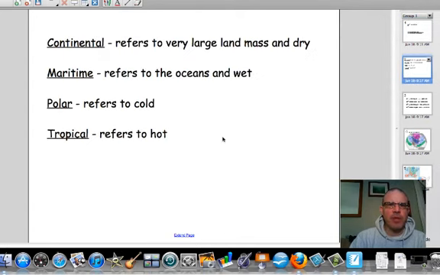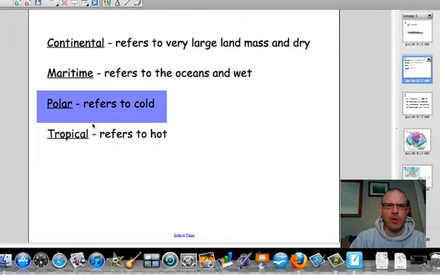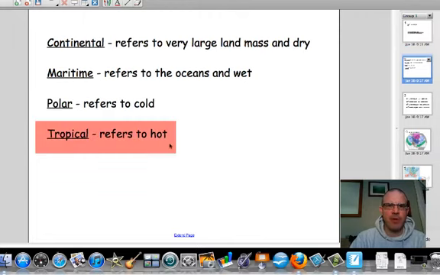There are a couple of terms we need to know before we can discuss where those areas come from. The first term is continental. It comes from the word continent, which refers to a large landmass, and that's going to give us dry weather. Maritime refers to the ocean, which is going to give us wet weather. The next two should be pretty self-explanatory. Polar refers to cold, and tropical refers to hot.